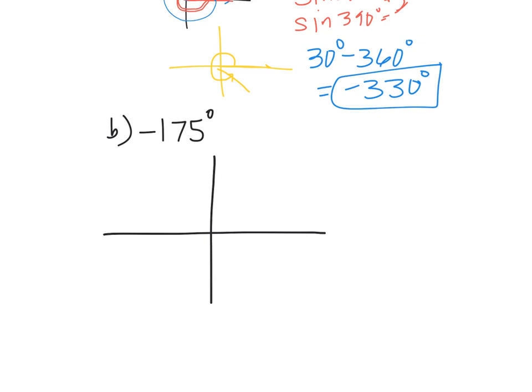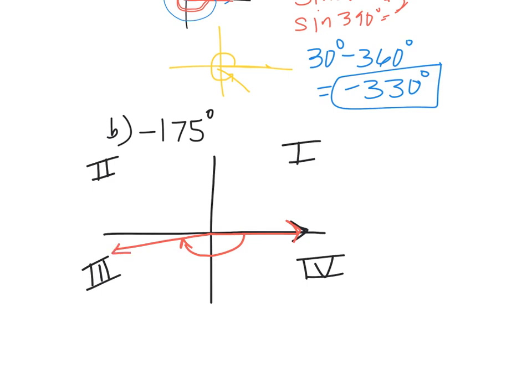Quadrant 3. So this is quadrant 1, 2, 3, and 4. Negative 175 is going to start on the x-axis, right here, and it's going to go in a clockwise direction to almost 180, but just 5 degrees shy of that. Okay? So that's what the angle would look like if I were to draw it. That's what you were thinking, right?